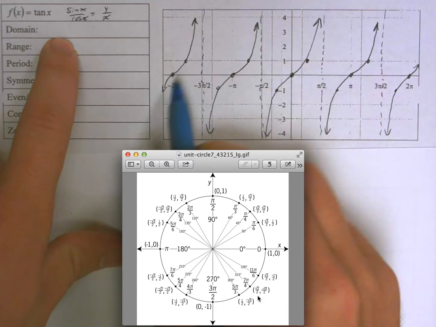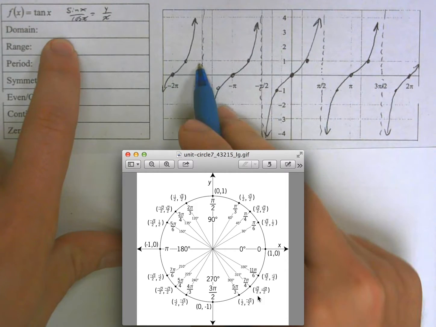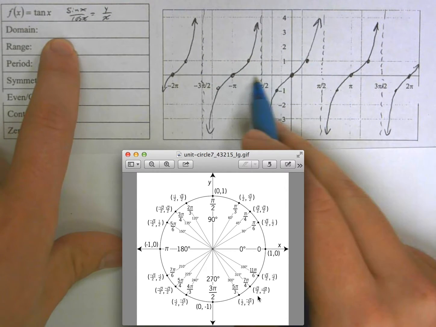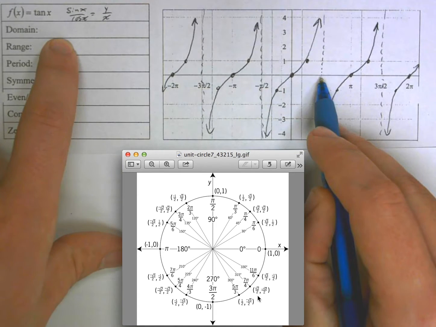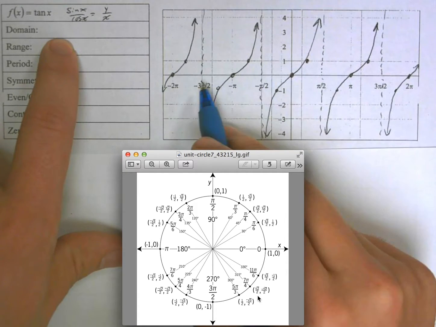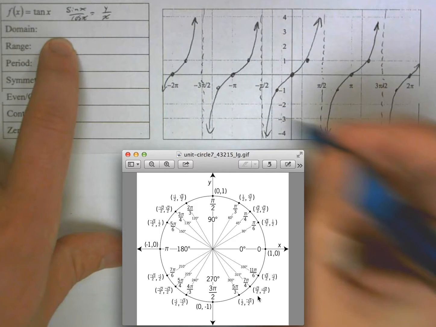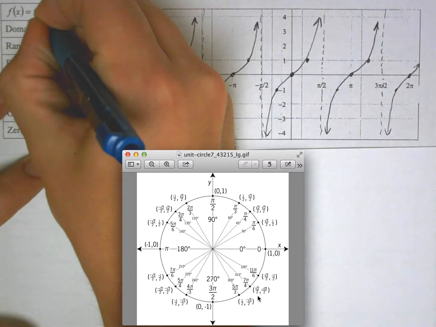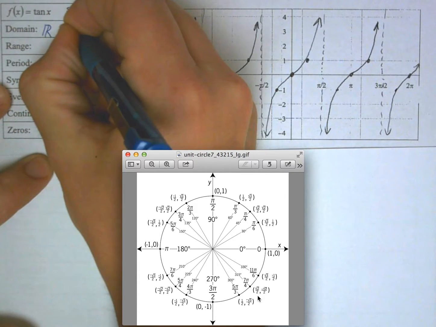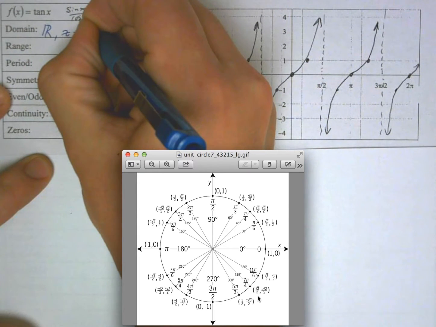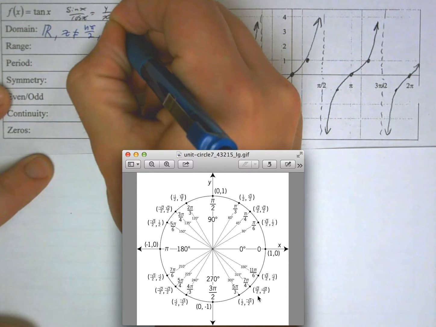All right, now for domain. Domain, again, is the x values included. Well, as I go across here, I don't have this one because that's an asymptote. I don't have this one because also an asymptote. And I don't have that one. So it kind of looks like every n pi over 2 I do not have. So I can say all real numbers except x cannot equal n pi over 2 as long as n is odd.